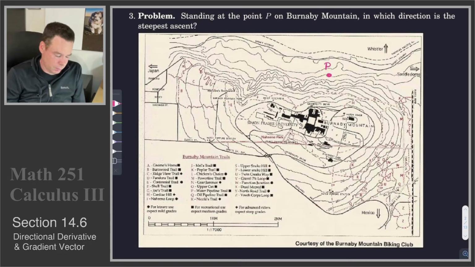So this is a topographical map of Burnaby Mountain. You can see these level curves here. These level curves are curves of constant elevation. And we know that the center of this map is the highest elevation, that's Burnaby Mountain. And then as you move to the outside of the map, the extremities, that's becoming closer to sea level. So the question is, if I'm at this point P, which direction is the direction of steepest descent?